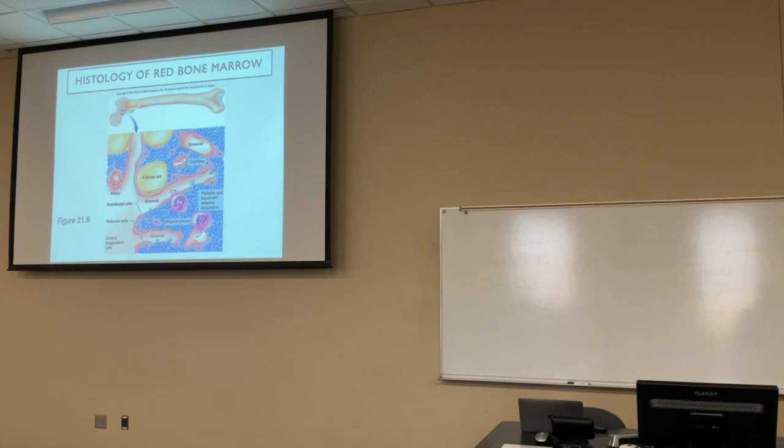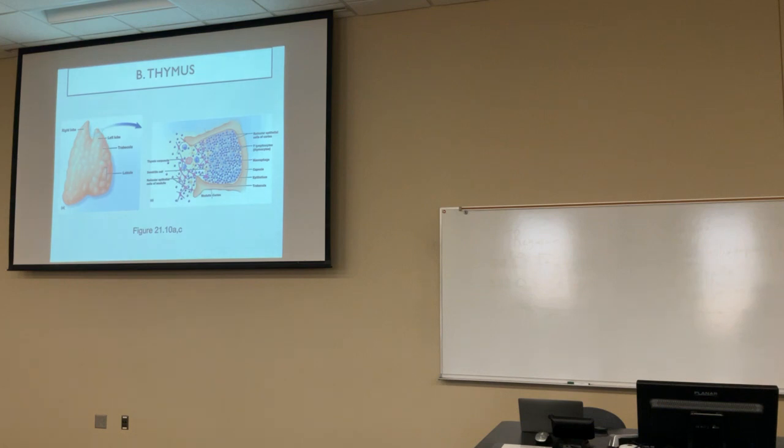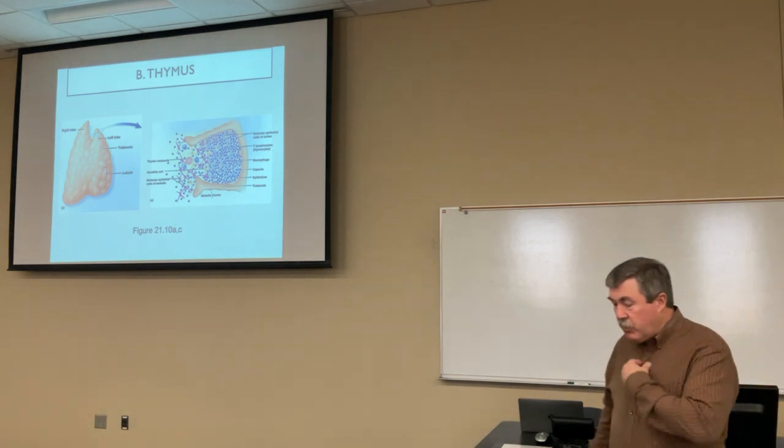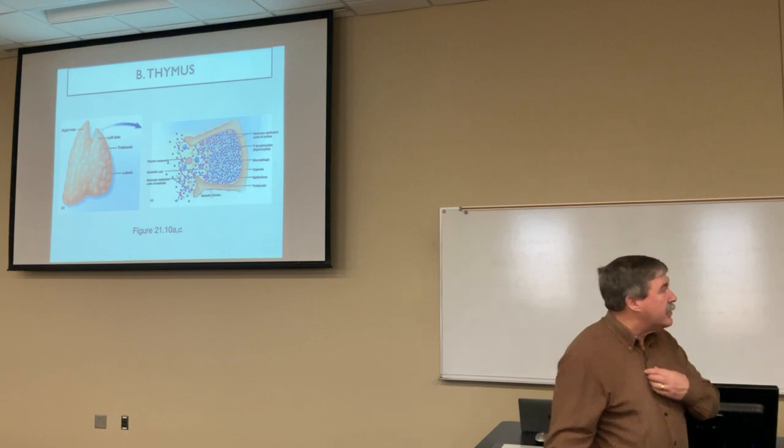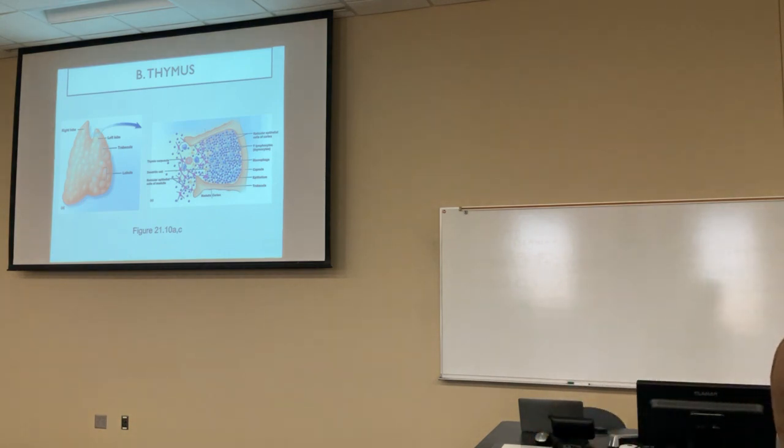So the red bone marrow actually constitutes an organ unto itself. Next lymphatic organ is the thymus. I already talked about the thymus quite a bit. The thymus actually sits just anterior to the pulmonary trunk. It's actually embedded in the pericardial sac, and it's much larger in children than it is in adults.